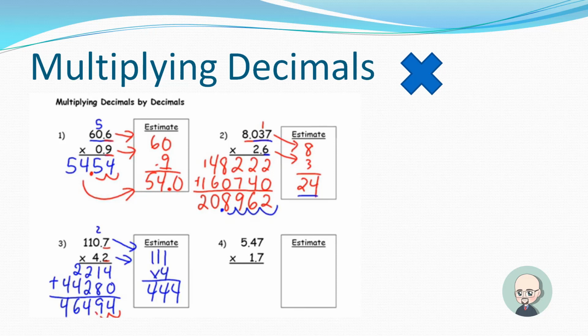Last one we'll go over, 110.7 times 4.2. Same thing, we have those two places after the decimal. We multiply it out, get 46494. We go back two places from the right, get 464.94. And there's another one you could try on your own if you like. I'll give you a second to jot that down. Okay, next slide.